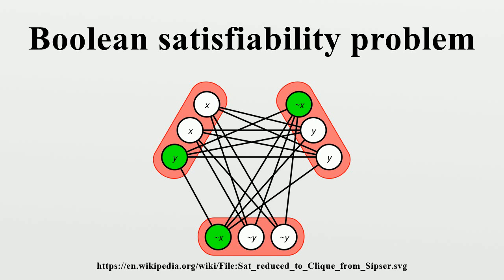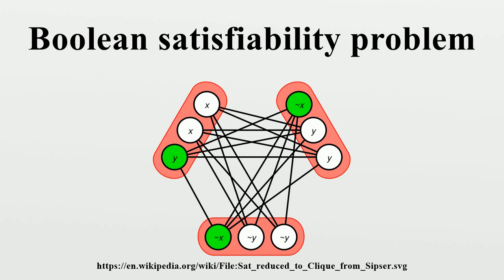1-in-3 SAT was proved to be NP-complete by Thomas J. Schaefer as a special case of Schaefer's dichotomy theorem, which asserts that any problem generalizing Boolean satisfiability in a certain way is either in the class P or is NP-complete. Schaefer gives a construction allowing an easy polynomial time reduction from 3 SAT to 1-in-3 SAT.